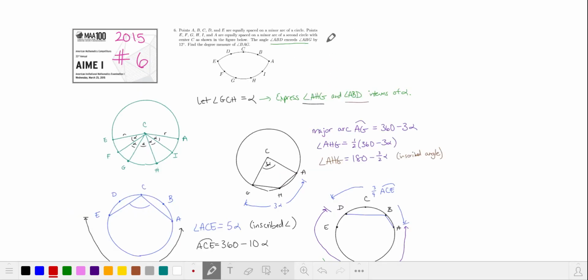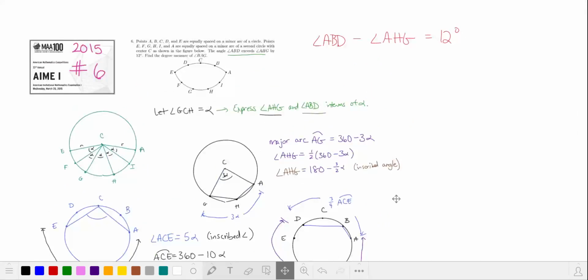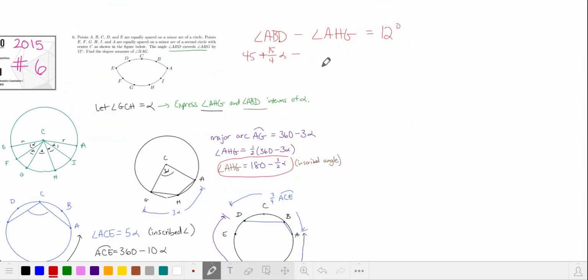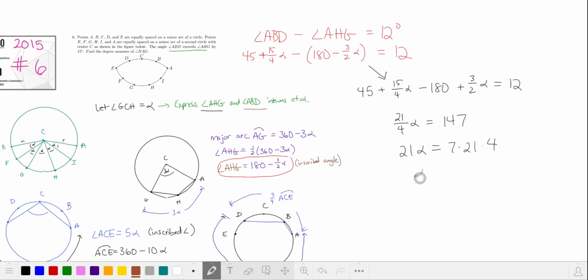Now we're given in the problem statement that angle ABD exceeds angle AHG by 12 degrees. So we'll substitute our expressions for these angles in terms of alpha. The one we just found is ABD, and then we'll subtract this angle AHG. And now we'll solve for alpha, and we get that alpha is equal to 28 degrees.